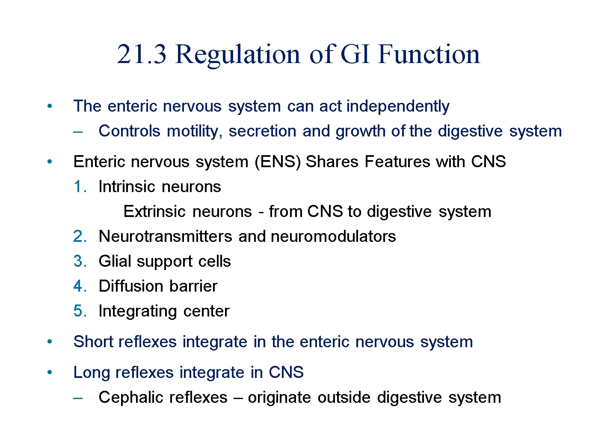One example is the cephalic reflex, which originates outside the digestive system. This reflex is triggered by the sight, smell, or thought of food and prepares the digestive tract for incoming nutrients by stimulating secretions and motility. Together, these regulatory systems ensure precise control of digestive processes, adapting to the body's needs and maintaining overall digestive health.